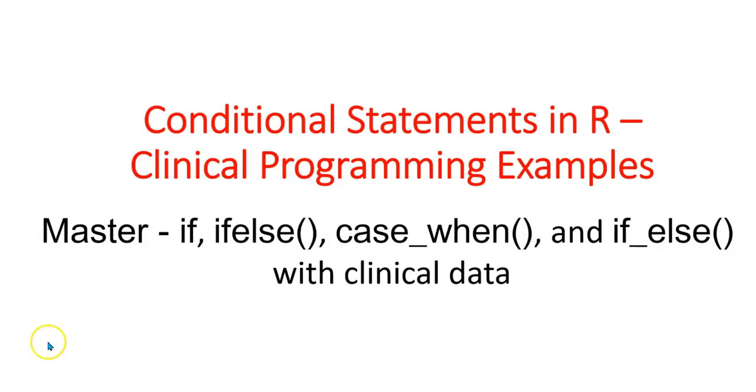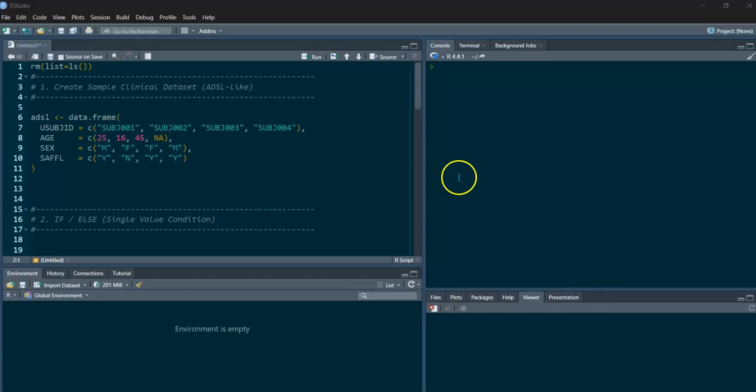So let's get started. So this is my RStudio screen. Hope you can see my screen. So I clear my global environment with rm command and my console is also completely clear. Today we will work on this small data set to understand this concept clearly.